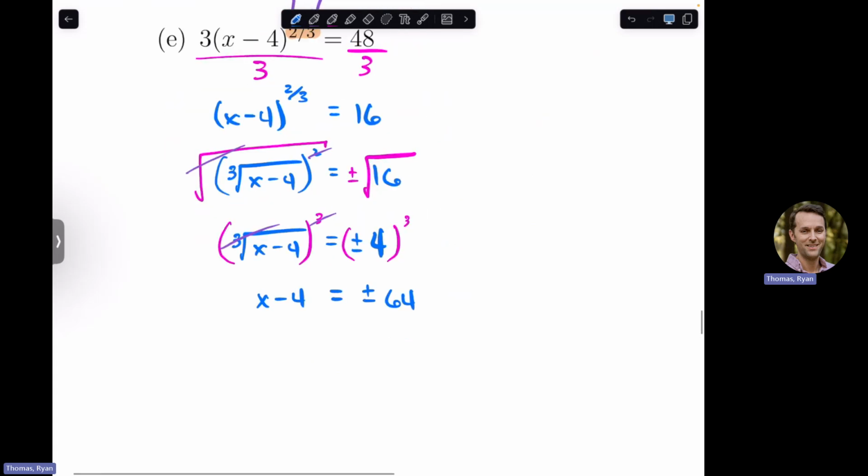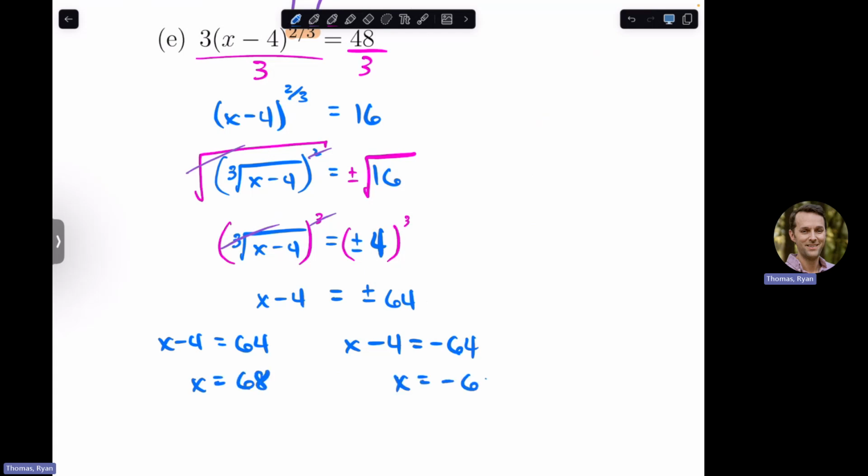Now at this point, and you may want to do this even a step before, when you see that plus or minus show up, that really means there are two things here, right? One of them is x minus 4 equals 64. The other one is x minus 4 equals negative 64. Last thing to do to solve would be to move the 4 over, right? So add 4 to both sides. X is 68 or negative 60.